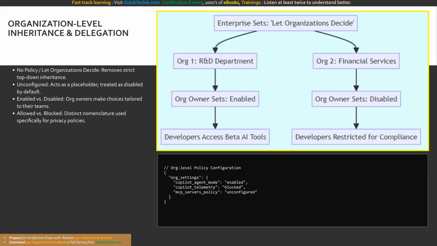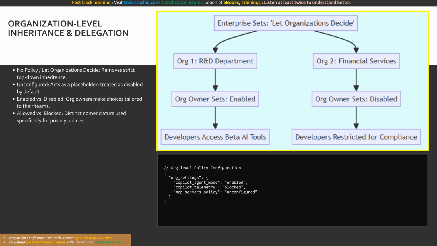Now, let us examine the scenario where an enterprise owner decides not to enforce a strict global mandate, but instead delegates the decision-making power down to the individual organization owners. In the Enterprise AI Controls panel, this option is typically labeled as No Policy or Let Organizations Decide. When an enterprise owner selects No Policy, the strict top-down inheritance is lifted. This specific configuration devolves the authority, meaning the impact now entirely depends on the choices made by the organization owners.